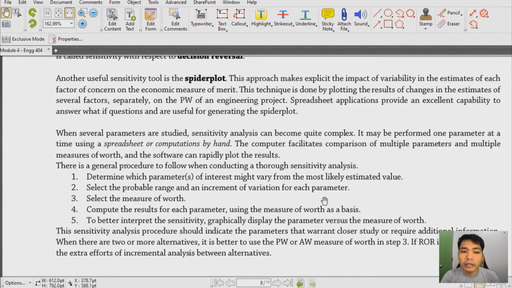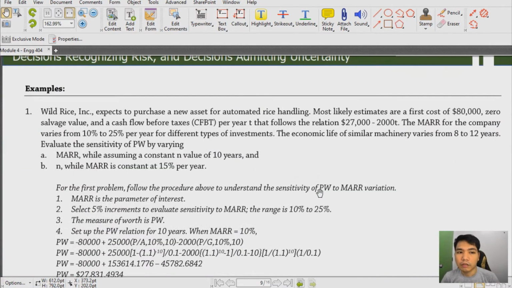And then to better interpret sensitivity, though this is not required, you can graph it and then just look at the graph and you might probably see what happens when it comes to the changes in the parameters you have set. So with that being said, let's try solving for number 1.